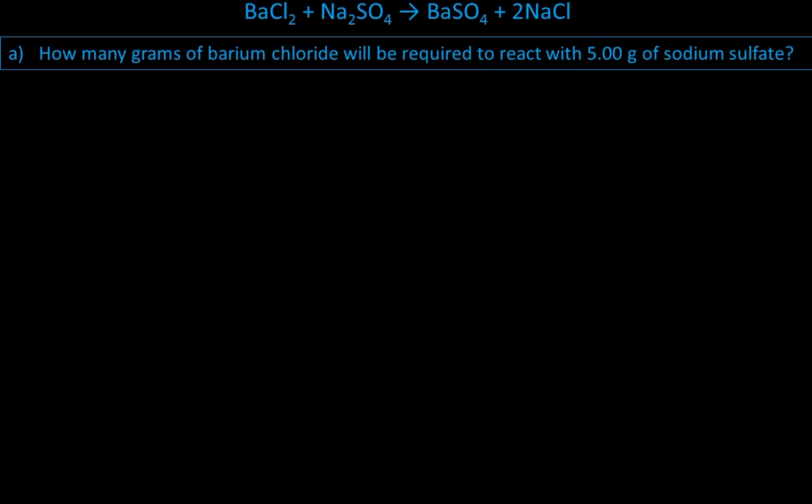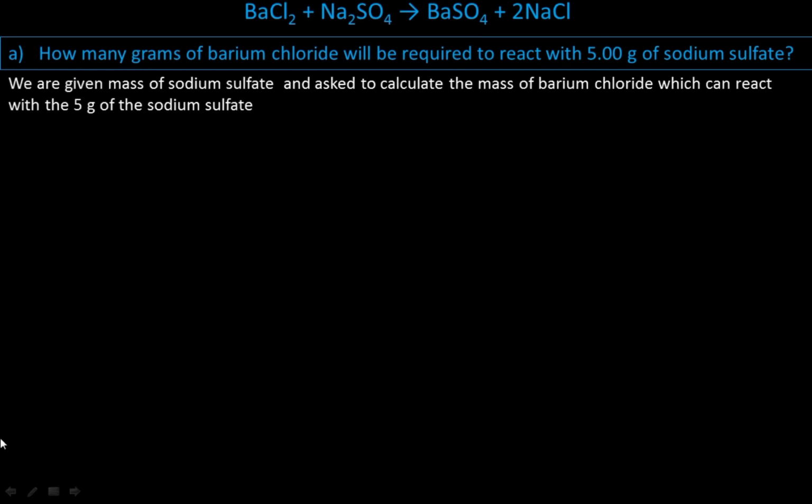So my dear friends, we know the mass of one reactant, and using stoichiometric calculation we can easily calculate the mass of barium chloride, that is the second reactant of the reaction. So let's perform our calculation. We are given the mass of sodium sulfate and asked to calculate the mass of barium chloride which can react with the 5 gram of sodium sulfate.